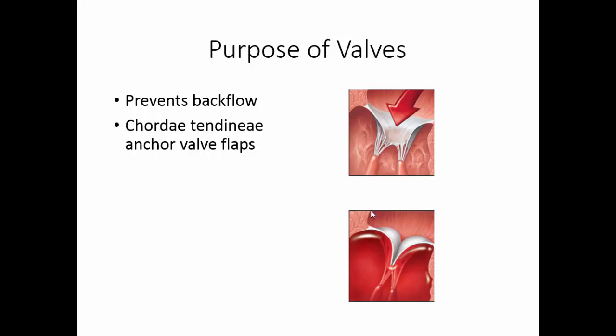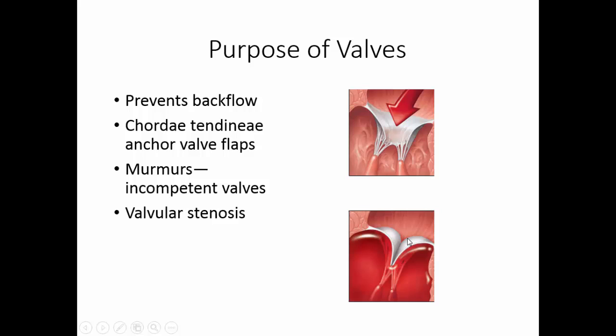If the valves don't work, if they're incompetent, then blood will bubble back through the valves, and this can be heard with a stethoscope as a murmur. One cause of incompetent valves is valvular stenosis. These valves should be nice and flexible, but if they become stiff or thickened, then they won't close completely, and you may have a murmur.